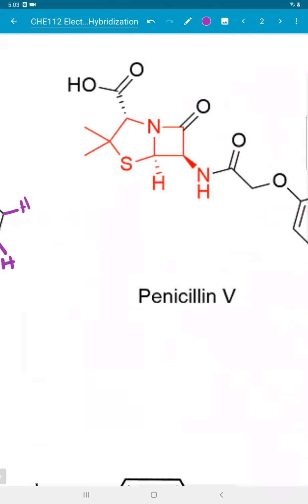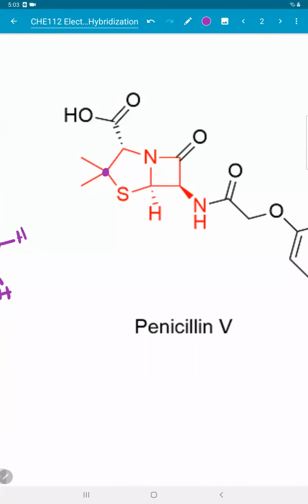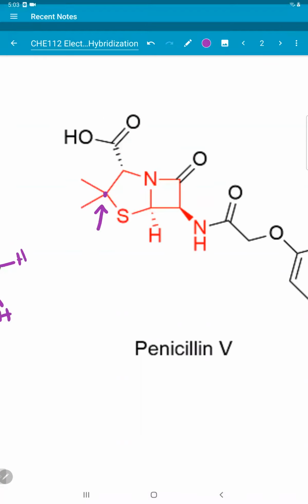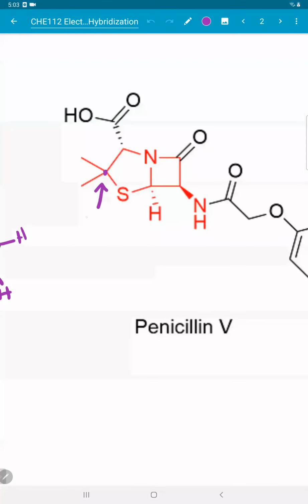So let's first start with this carbon right here. That carbon has how many electron domains? 1, 2, 3, 4 electron domains. 4 electron domains makes you tetrahedral. So this is a tetrahedral carbon. And remember, tetrahedral carbons are sp3 hybridized. Remember I said that all single bonds are sigma bonds. So this is a sigma bond, that's a sigma bond, that's a sigma bond, and that's a sigma bond. So that carbon is an sp3 hybridized tetrahedral carbon, and it has all 4 sigma bonds coming off of it.